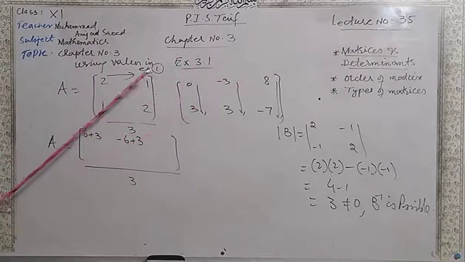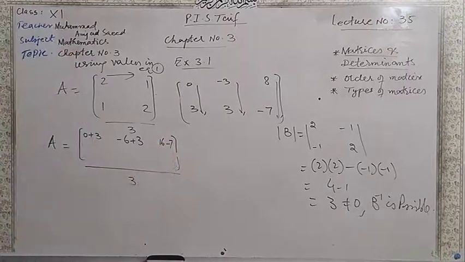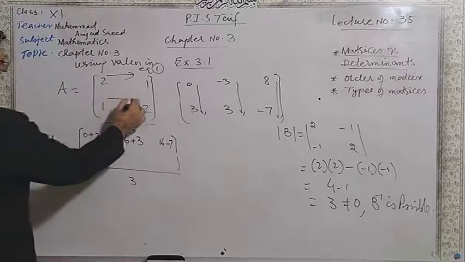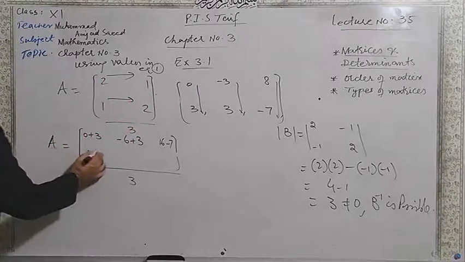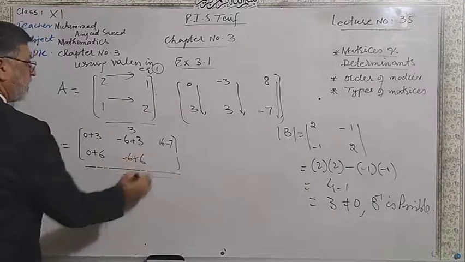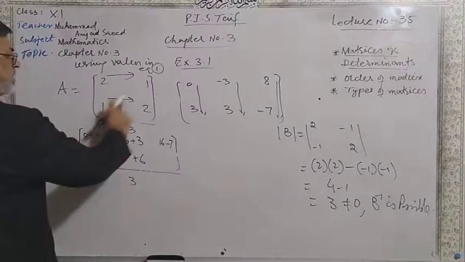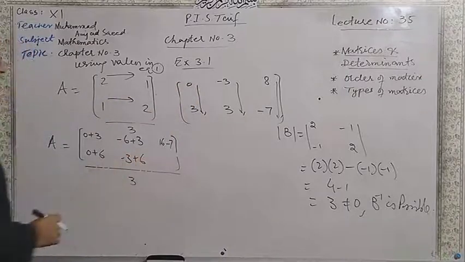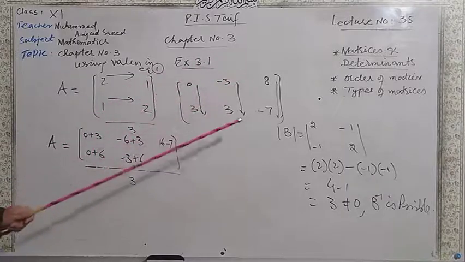First into first 16 plus second into second minus 7. 16 minus 7. Similarly, the term of second row. First into first plus second into second. 0 plus 6. First into first plus second into second. Minus 6 plus 6. No. Minus 3. First into first minus 3 plus 2 into 3 is 6. Then first into first 8 minus 14.